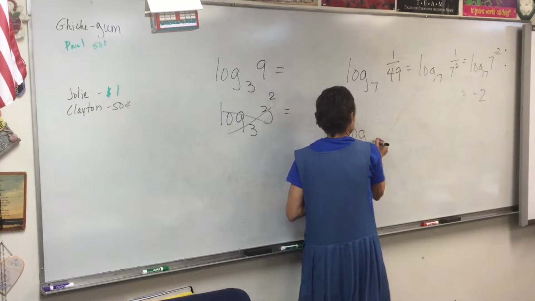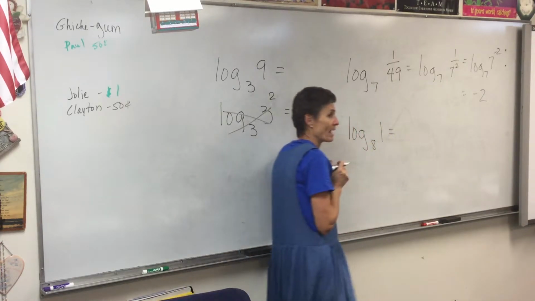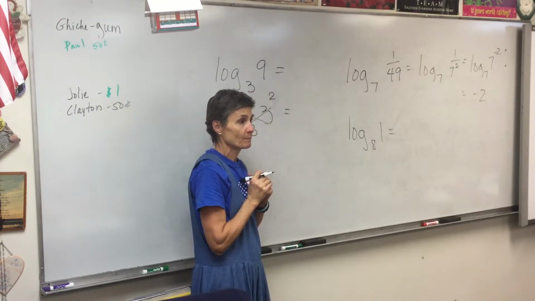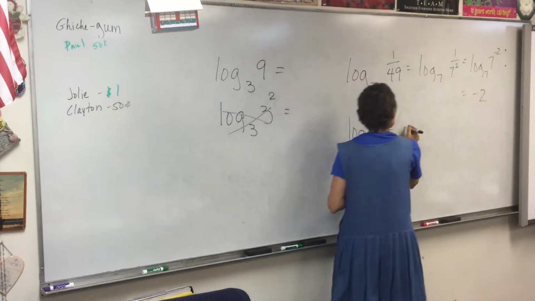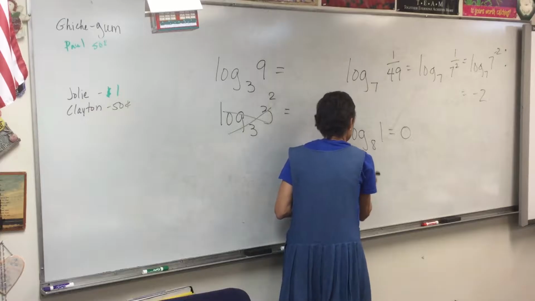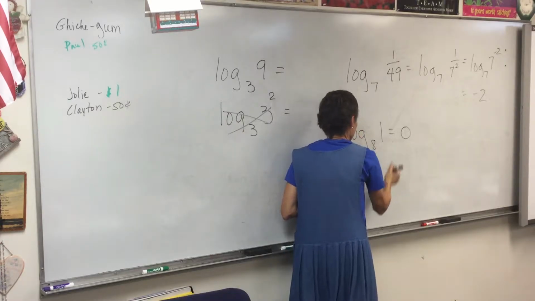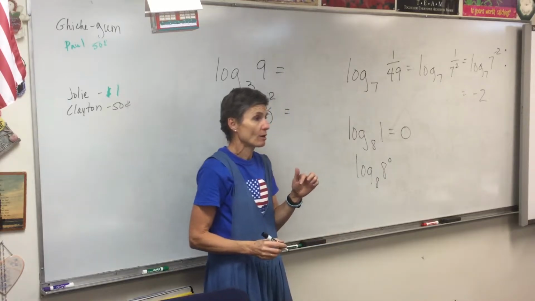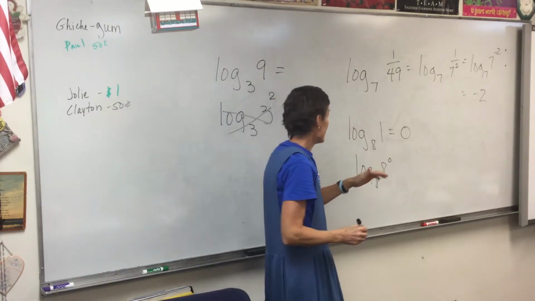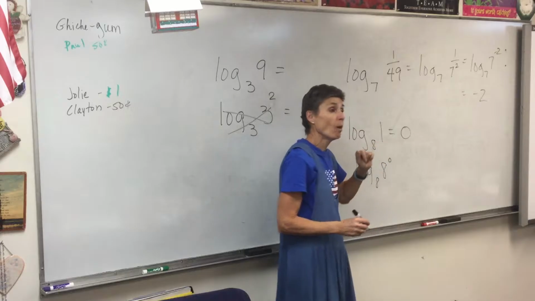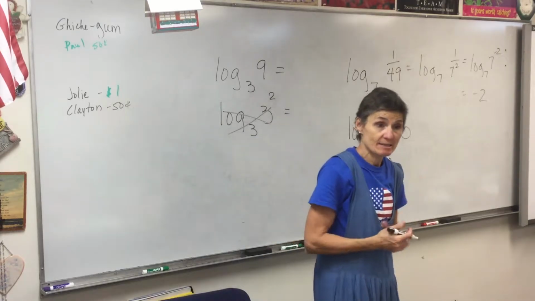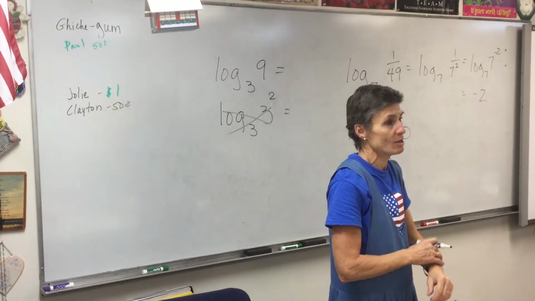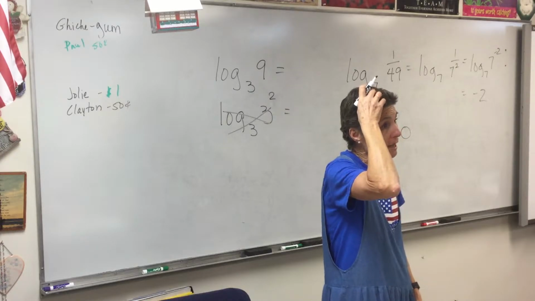This is the tricky one. See if you remember this. Anybody remember that one? That's the hard one. 0. And the reason that it's 0 is because 1 can be written as 8 to the 0th power. The only way to turn an 8 into a 1 is to raise it to the 0th power. In terms of powering, the only way to do it is to raise it to the 0th power.